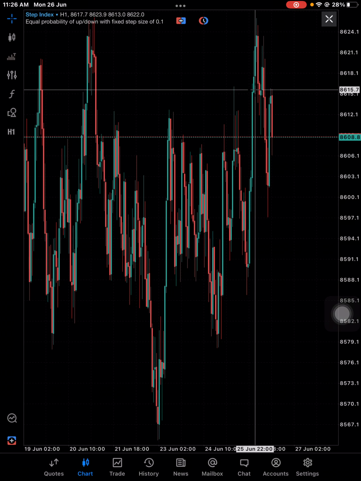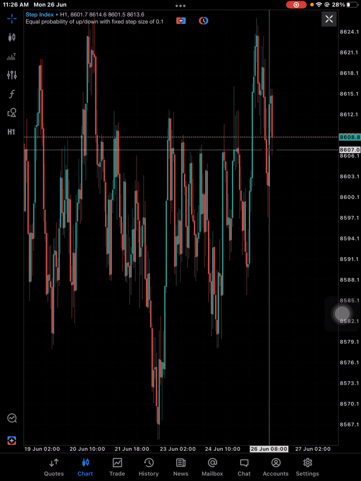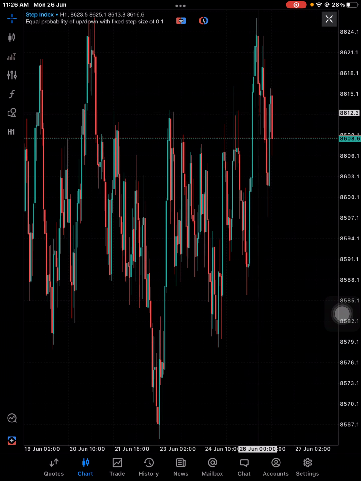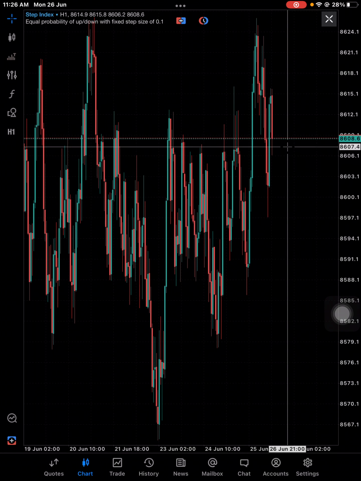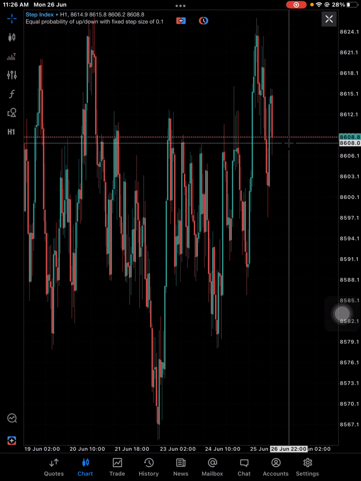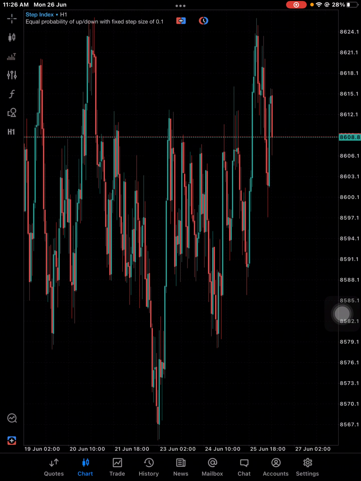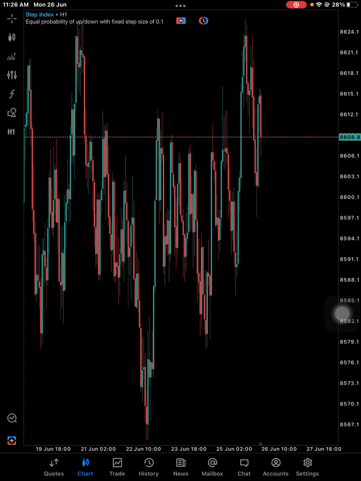And from here, you'll be looking forward to buy. Nothing is stopping you from taking your buy at this level now. The market has broken out, retested, and from here you have taken your trades. You expect the market to buy. It's just as simple as that. So this Step Index today, let's see how Step Index will go.